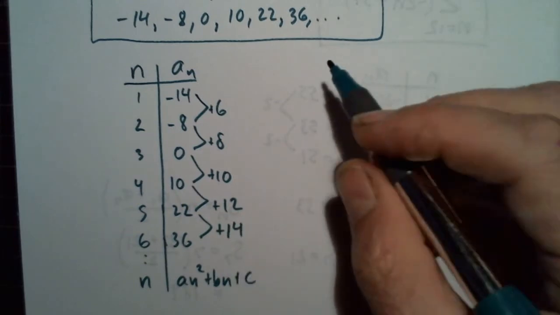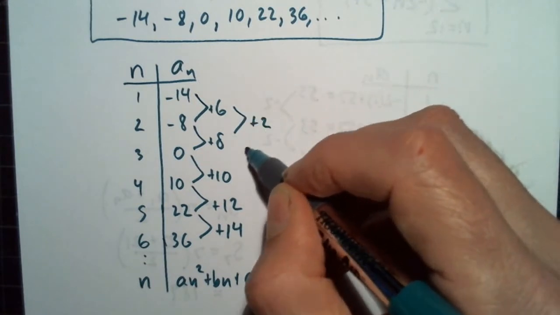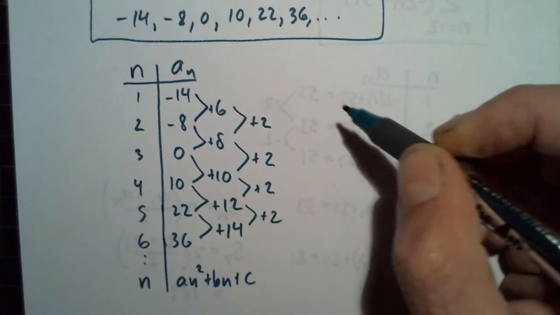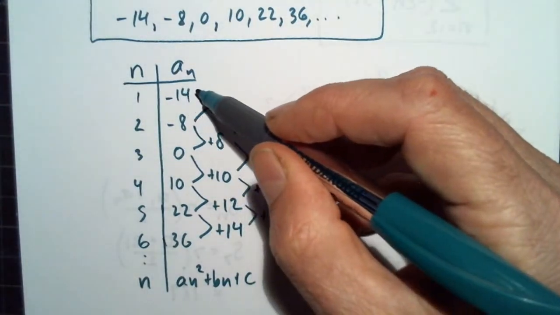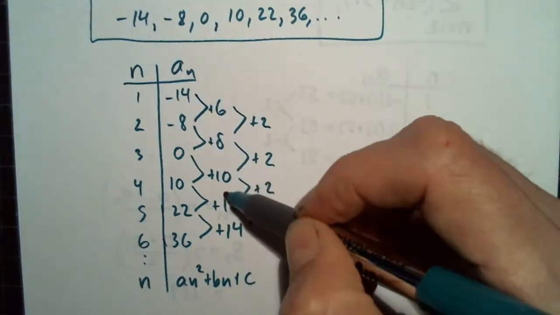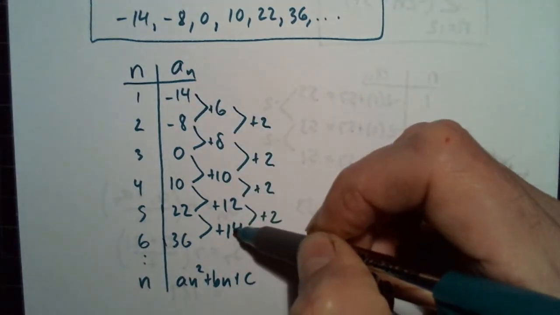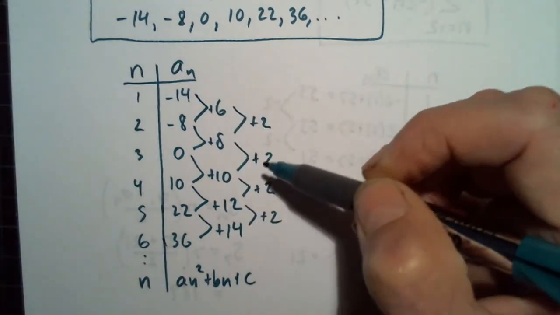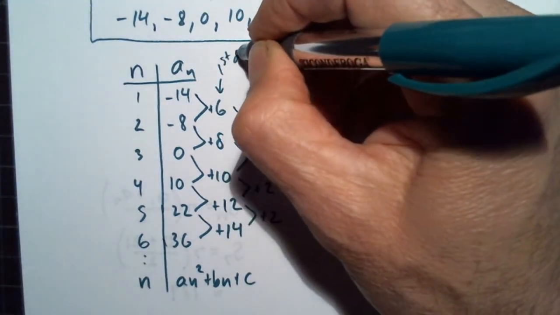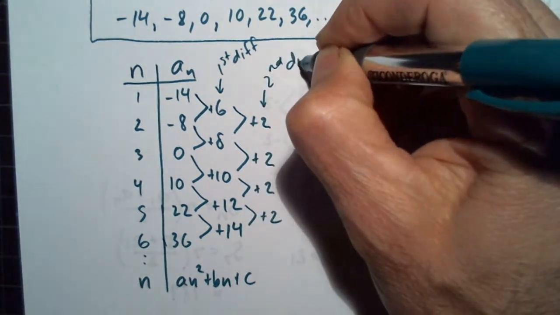So that's not arithmetic, but what if we looked at this? And now here we have negative 14 plus 6 plus 8 plus 10 plus 12 plus 14. If we look at these numbers as a sequence or a series, then we can see that this is arithmetic. This is called the first difference, and that's called the second difference.